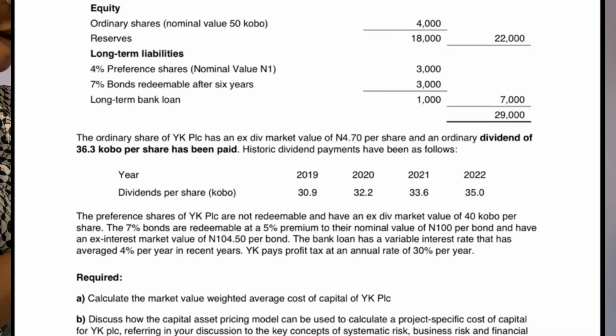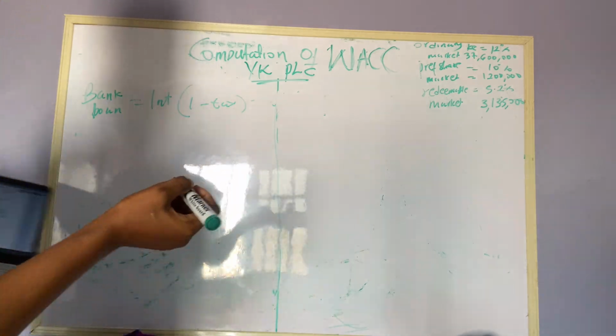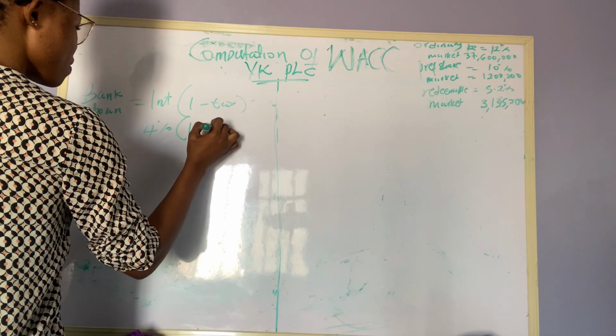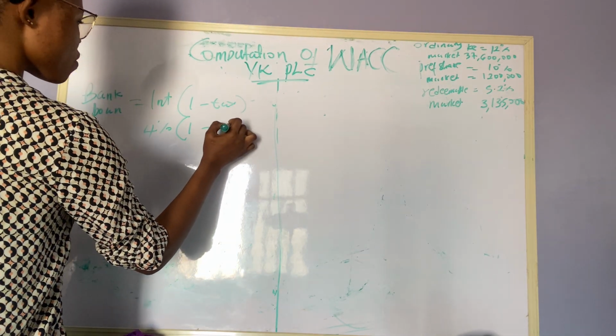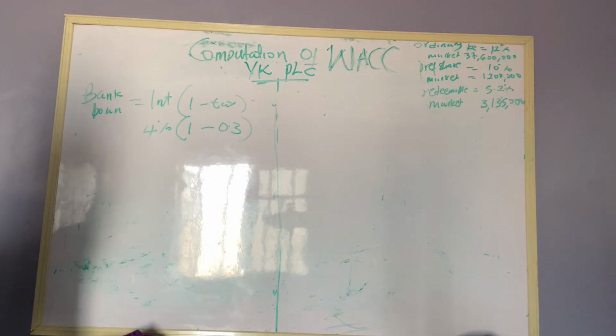This bank loan has a variable interest rate that has averaged 4% per year in recent years. So that means it's 4%. Then 1 minus the tax rate, which is 30%. So 30% divided by 100, you have 0.3.